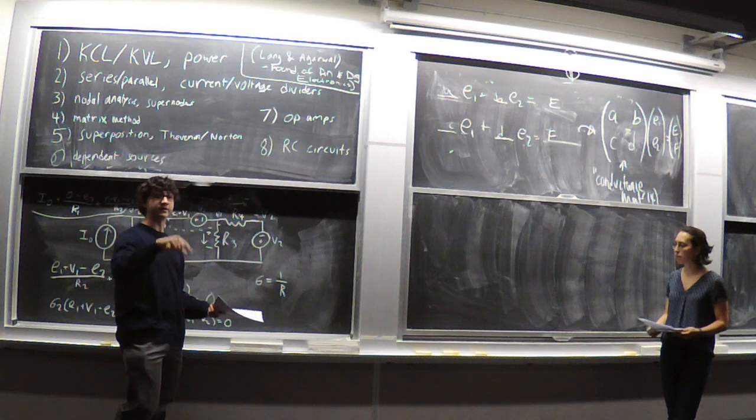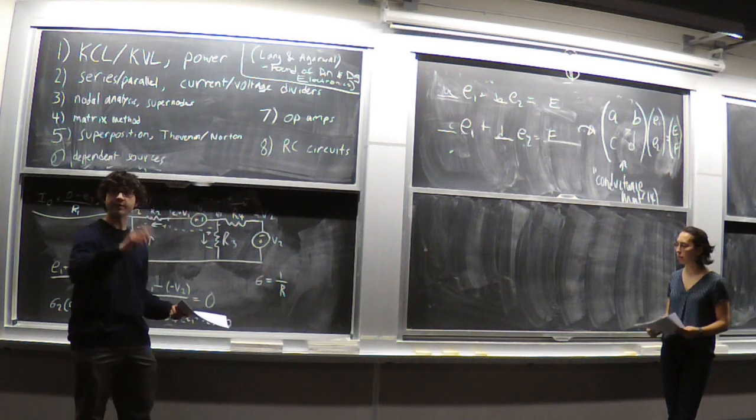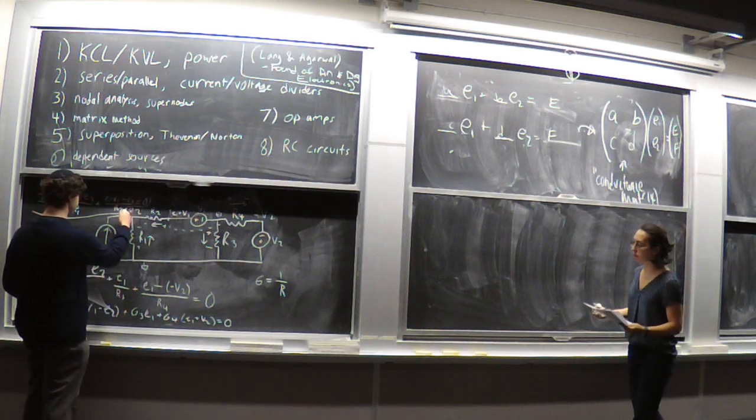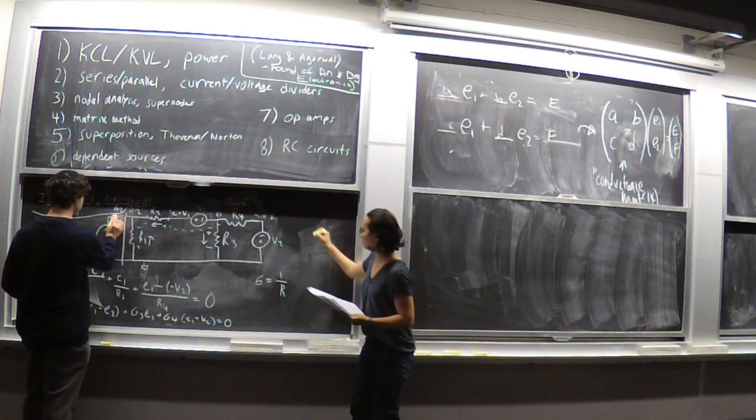When you turn off an independent current source, it does the opposite. Instead of becoming a wire, it just becomes an open circuit. So you can basically just eliminate it from your circuit. You would just get rid of this entire thing.